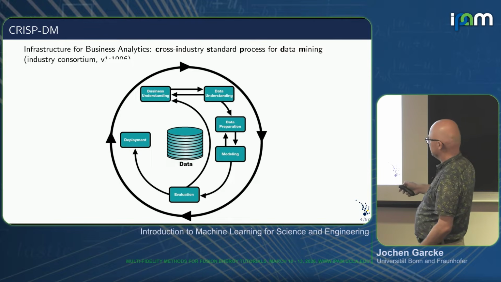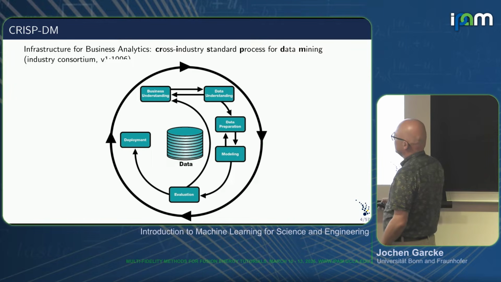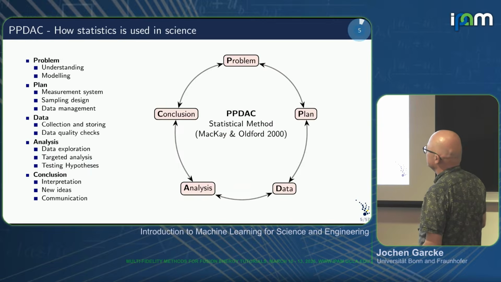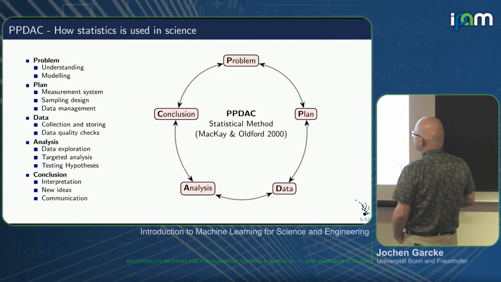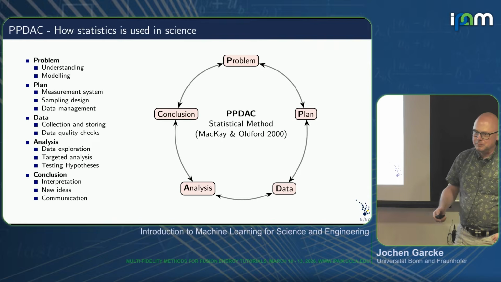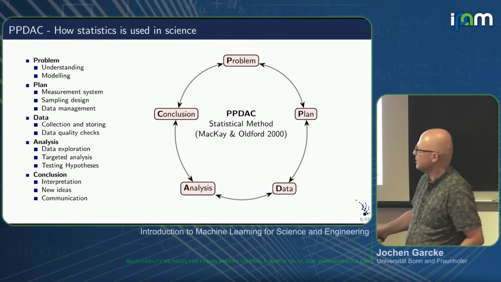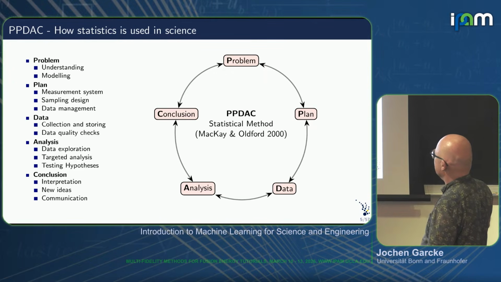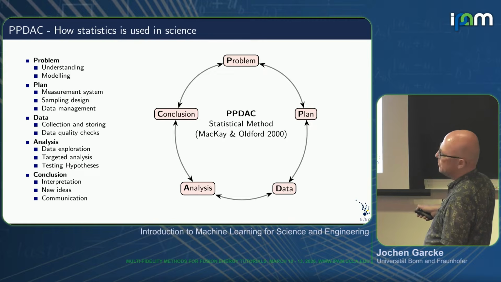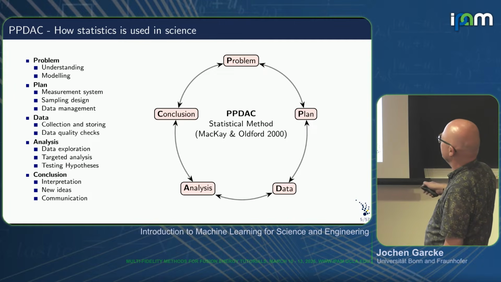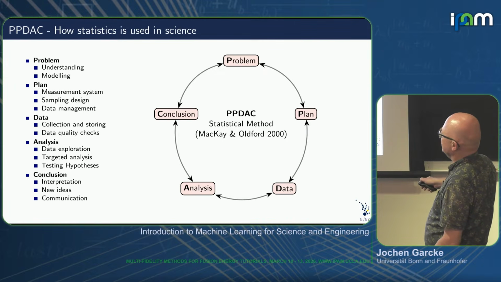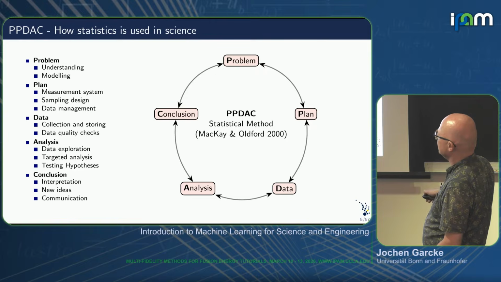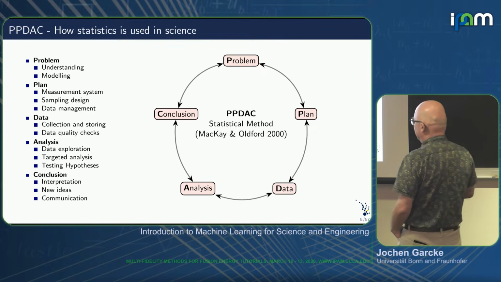But these kinds of circles, one can find in different domains. I have another one for the statistical method, surprisingly only published in 2000 and not older. You have the same ideas, just with a different terminology. You have the problem understanding, modeling, you have the plan, measurement system, sampling design, data management, you have the data, collection, quality checks, you do the actual analysis, and you have the conclusion, and you start again. Or maybe not from scratch.